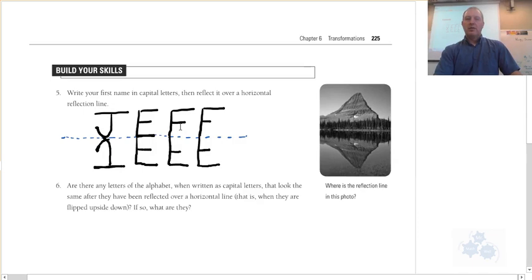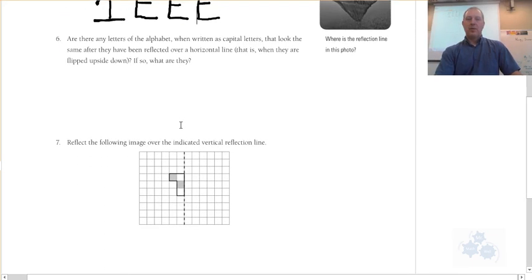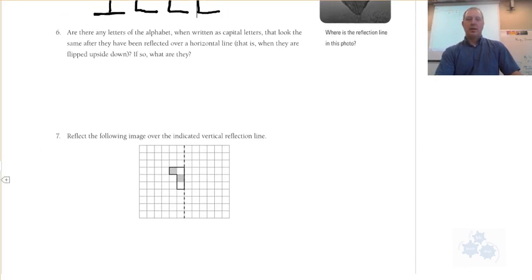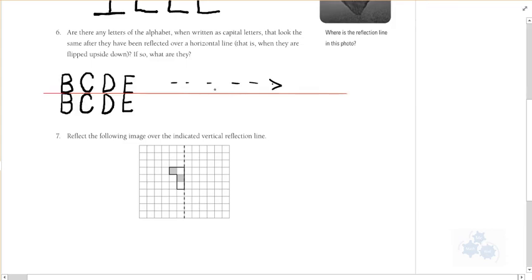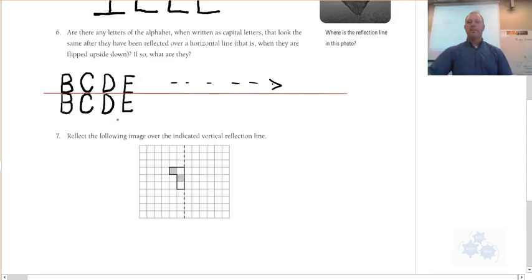So I'll give you a few minutes to finish that, and you can go ahead and work on 6 and 7 as well. Okay, so there's 6 and 7. You can go ahead and work on that right now. So for number 6, there's your start, and you can continue trying to find all the other letters that would have the same. And number 7, reflect the following image over the indicated vertical reflection line, and even shade the squares that are shaded on the original.